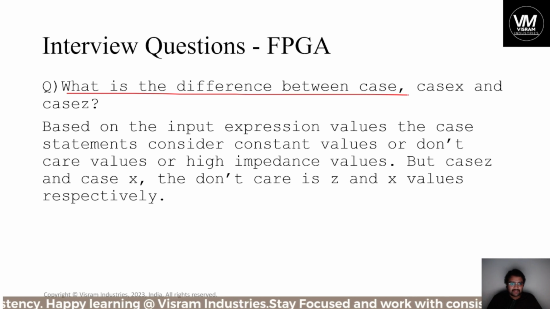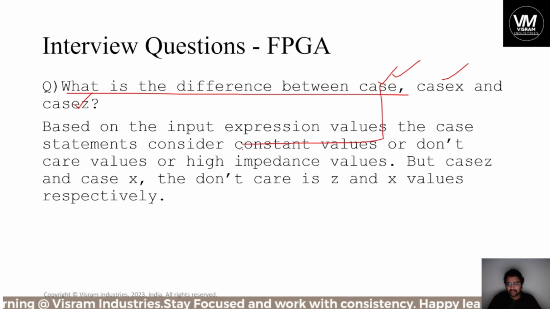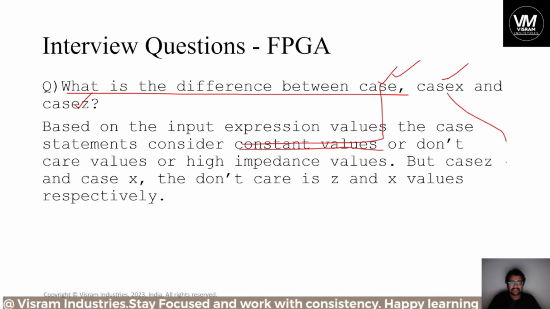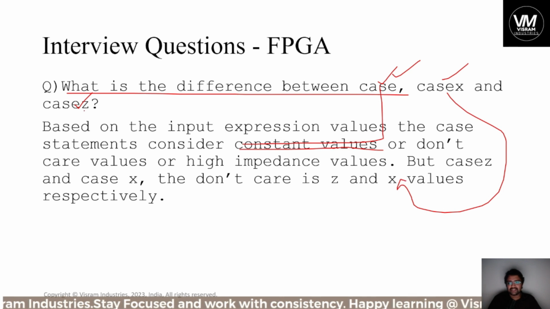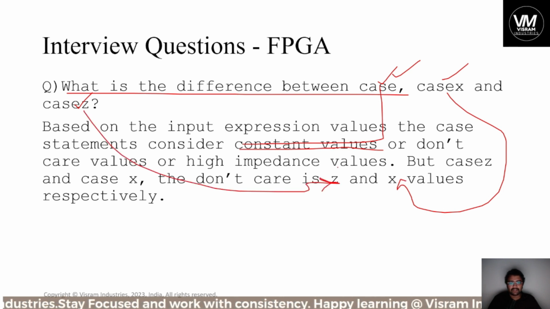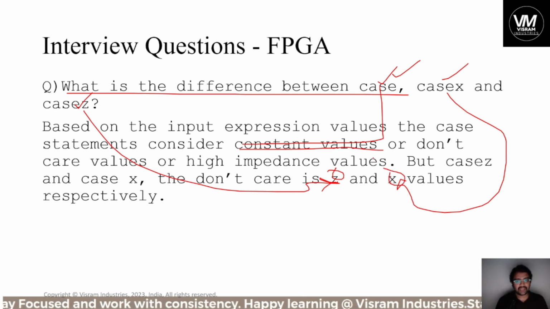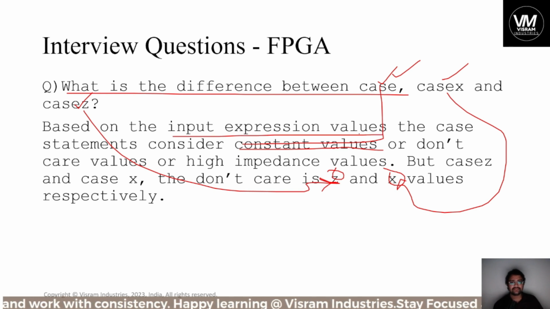What is the difference between case, casex and casez? Case takes constant values, casex will consider the X values as don't care, and casez will consider the high impedance Z values as don't care, respectively. That is the major difference based on the input expression values. That is nothing more or less.